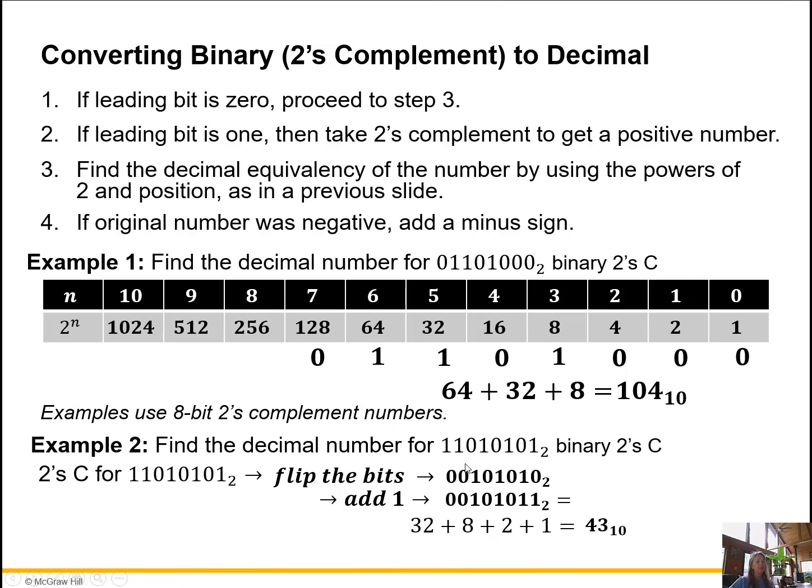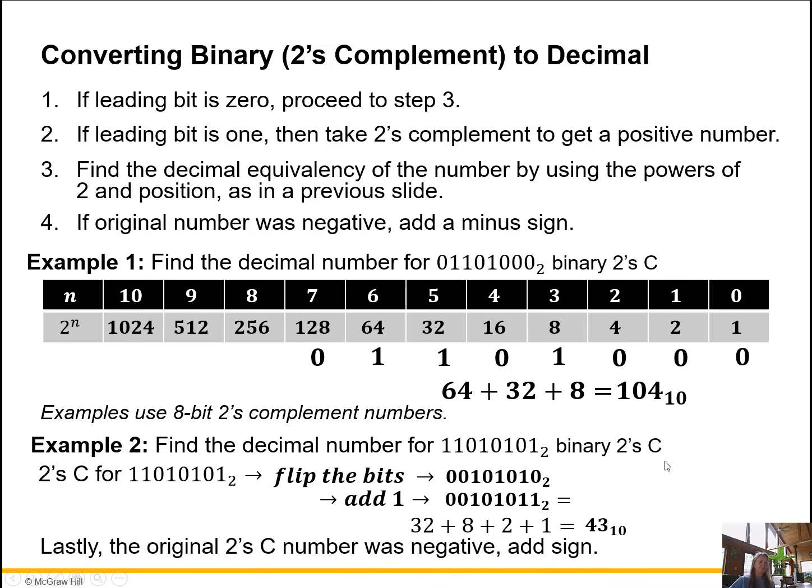Okay, but I know that the original number, and I still have to remember this, the original number was negative, so then I go, there's my final answer.